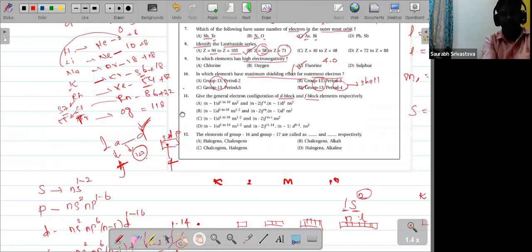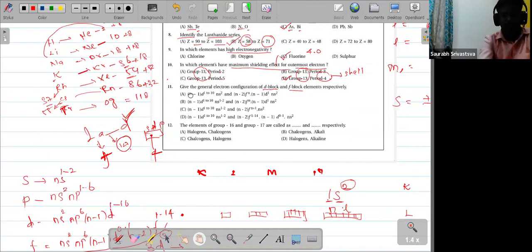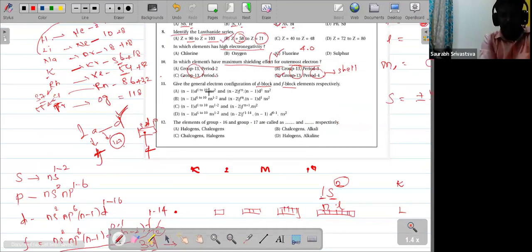Here the general electronic configuration is given. The first option: (n-1)d1 to 10 and ns2, (n-1), (n-2)f, (n-1) either 1 or 0, or here ns2. See the first one, if it is d orbital, here p also we can include, but here they have not given the p, then we need not bother about that. So (n-1), the first one.